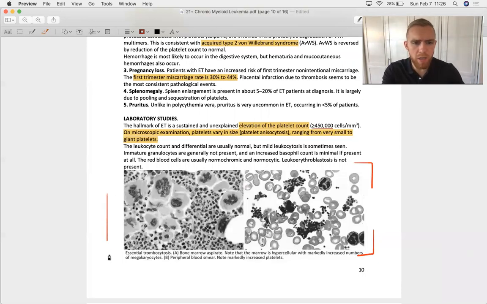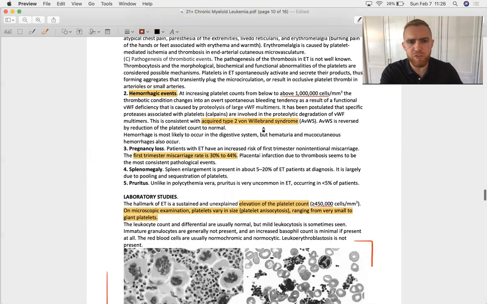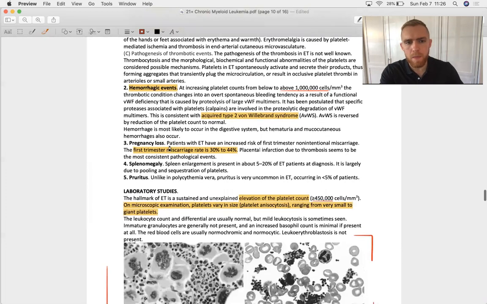And on the lower left, here's a bone marrow with like 5, 6, 7 megakaryocytes all huddled together very closely. So that's an abnormal number of megakaryocytes. In terms of symptoms, pregnancy loss is a common presentation, and splenomegaly due to the sequestration of all of those platelets in the blood.